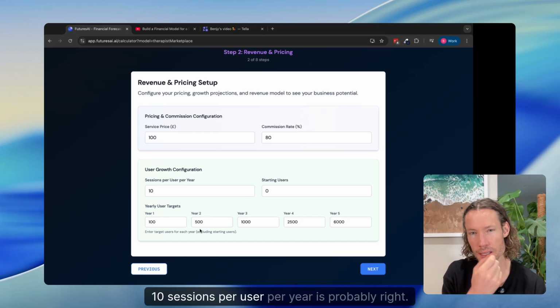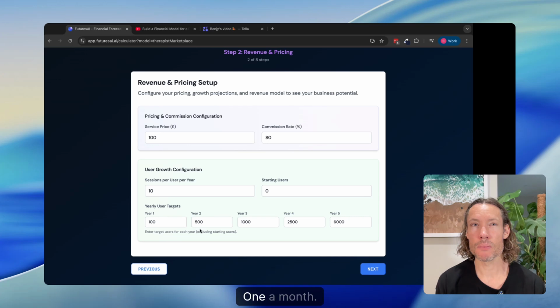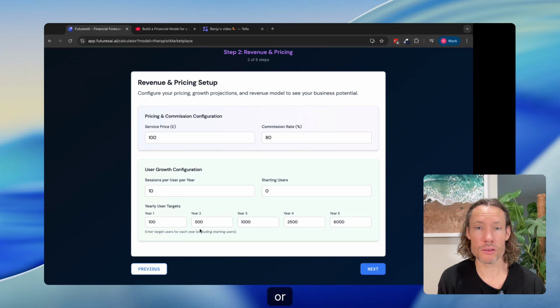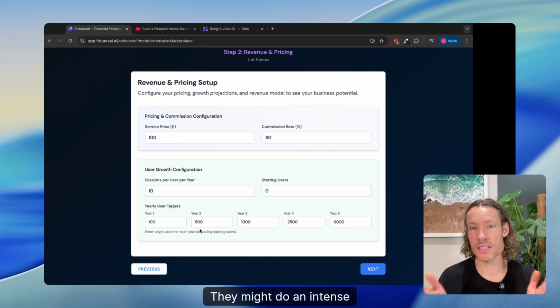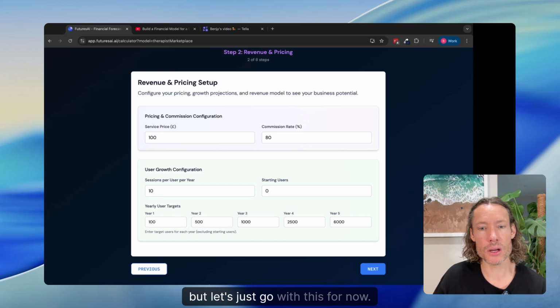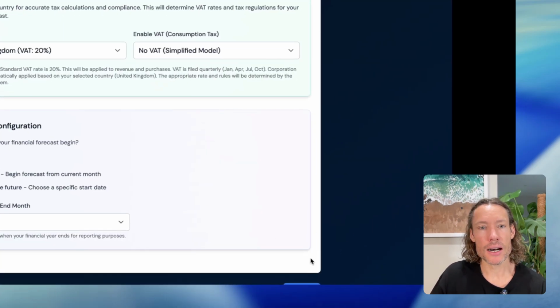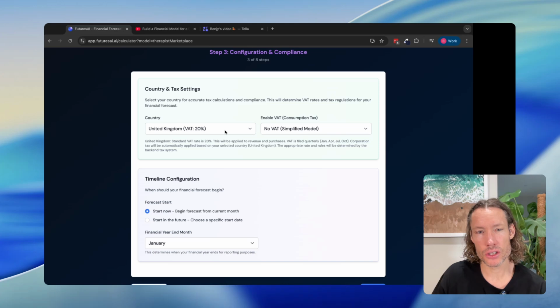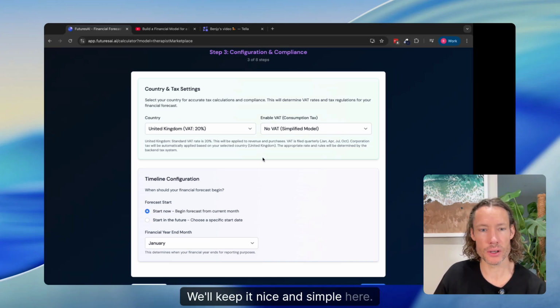10 sessions per user per year is probably right. 1 a month. Potentially, with therapy, somebody might not space it out over the year. They might do an intense 3 months where they do 12 sessions, 1 a week, but let's just go with this for now. Okay, so yeah, UK, we are going to charge VAT. No, we won't do VAT. We'll keep it nice and simple here.